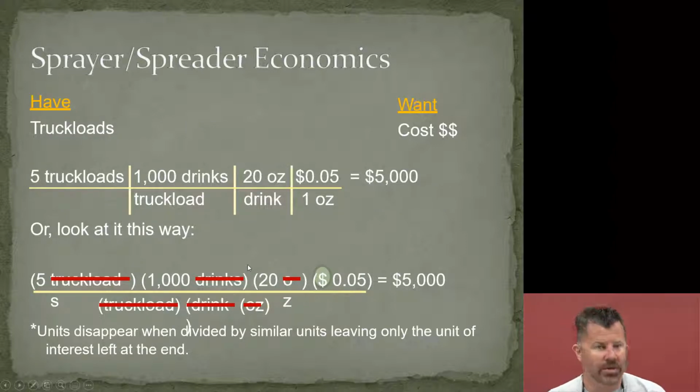Now I've worked each one of these problems out with the calculator before I'm actually recording this lecture. So the math is right. 5 truckloads, so 5 times 1,000 times 20 times 5 cents equals $5,000. And look, they are canceling out the truckloads, the drinks, and the ounces, and the units disappear when divided by similar units, leaving only the unit of interest left at the end. And our interest was that dollar sign. We wanted to find how much it cost. So a good example of that.